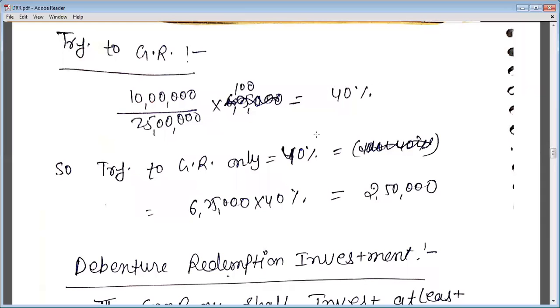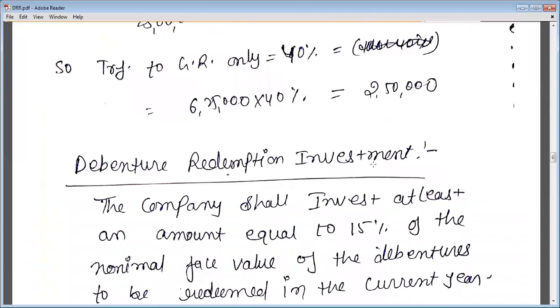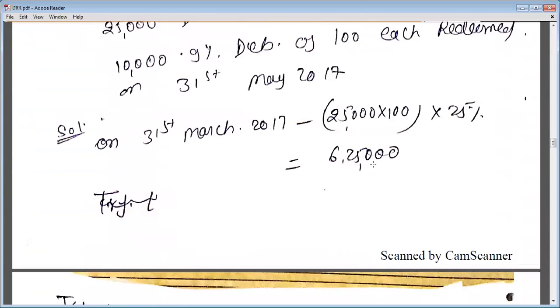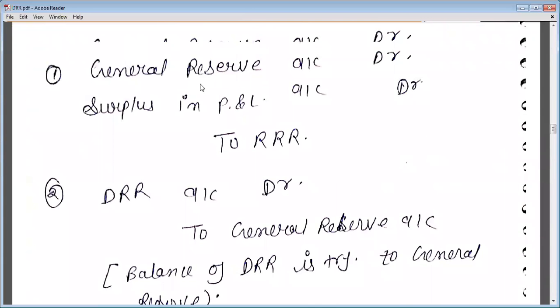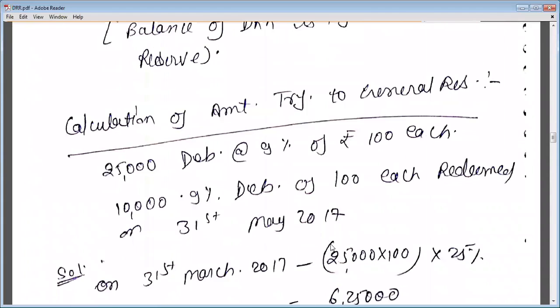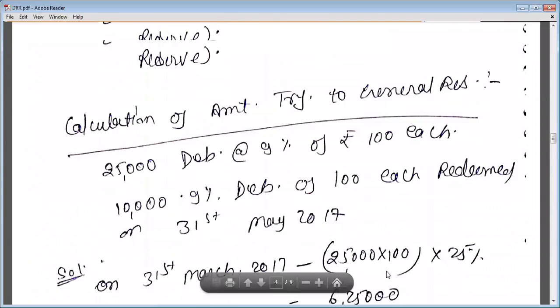So that's why, for the 40% debentures which we have already redeemed, this amount is no longer needed in DRR, because the debentures are already redeemed. Okay, so from 6,25,000, 40% of the amount, that is 2,50,000, we will transfer to general reserve account. In this entry, first we have to transfer 6,25,000 to DRR.